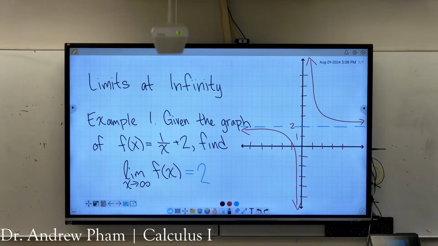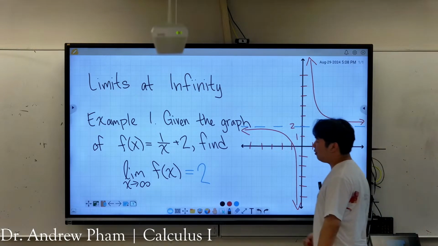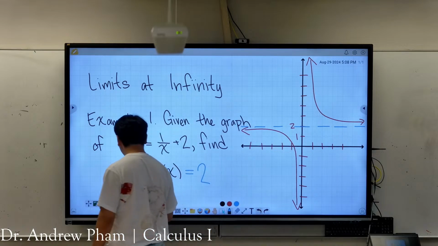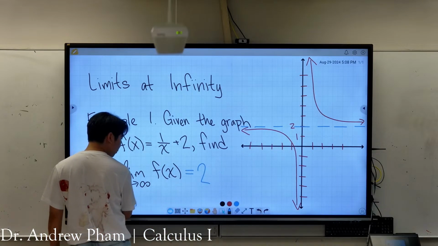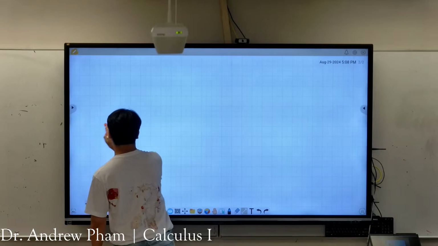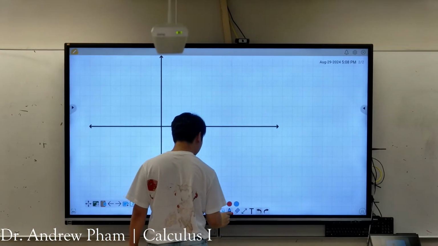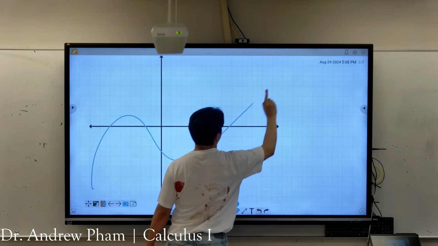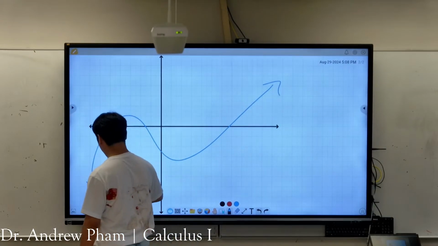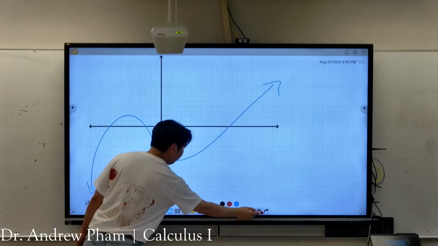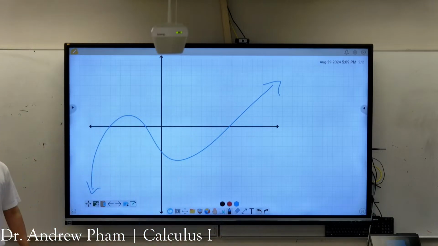All right, so what if I had something like this? You don't have to draw this next one. This is a very quick problem. So what if I had a function that did this? There we go. What would be the limit of this function as x approaches positive infinity? What do you think that would be?